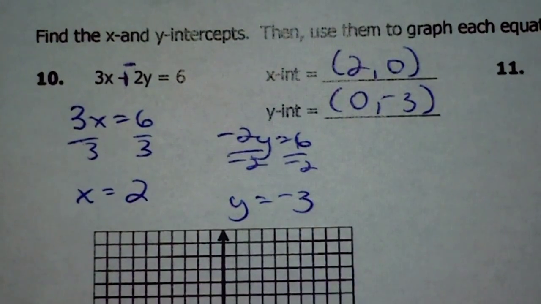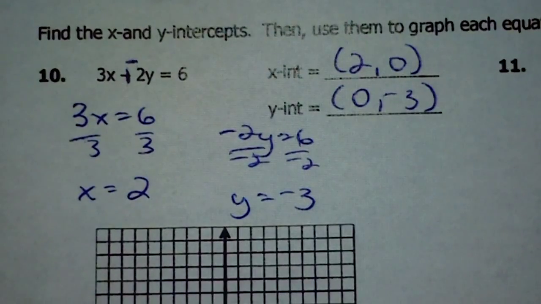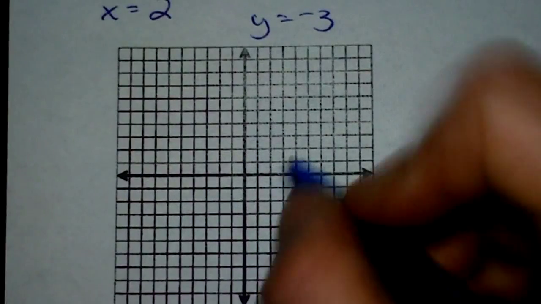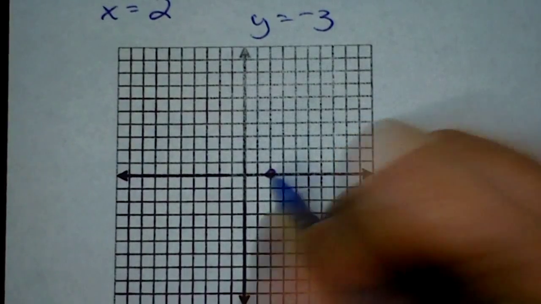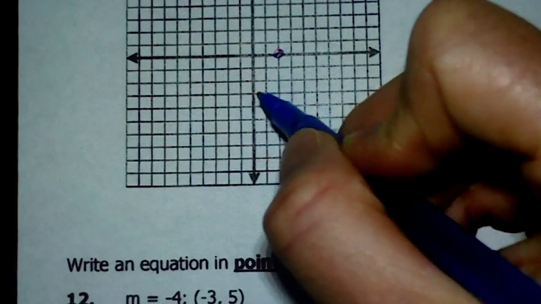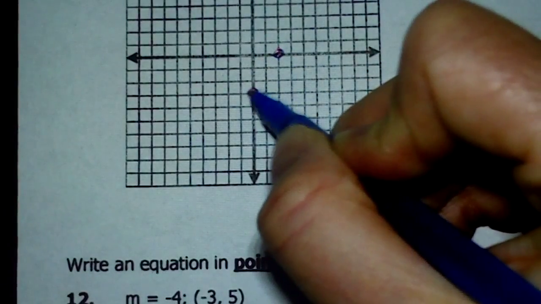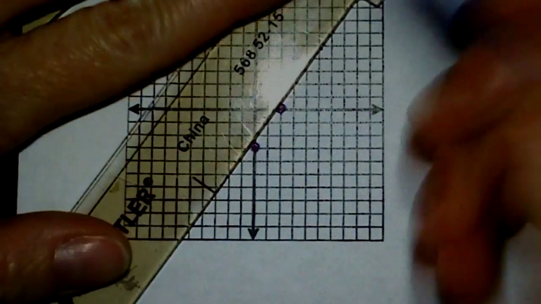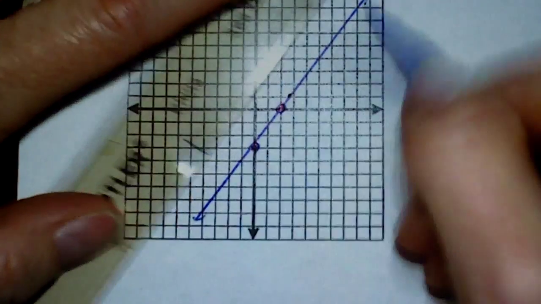Now what we have to do is plot those 2 points. So on your graph, if my x-intercept is 2, 0, that means 2 on the x-axis, over 2, up 0. If my y-intercept is negative 3, that means over 0, down 3 on the y-axis. So your line should look like this. All set.